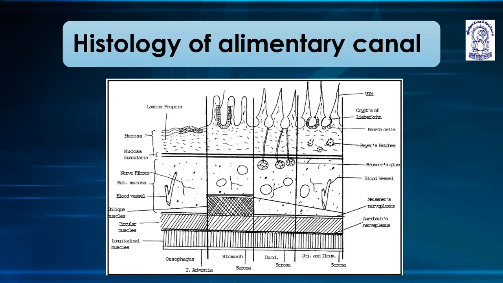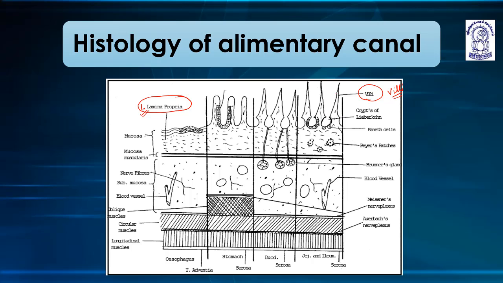So the first thing you have to remember is the different layers. What are the different layers? The first name you have to remember is lamina propria. In the alimentary canal, you can see this is the lamina propria. These are the villi. These villi are finger-like projections.